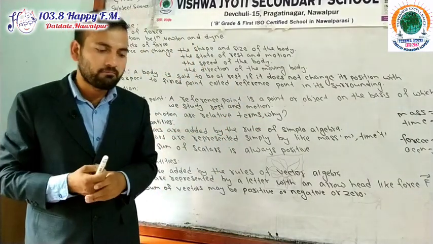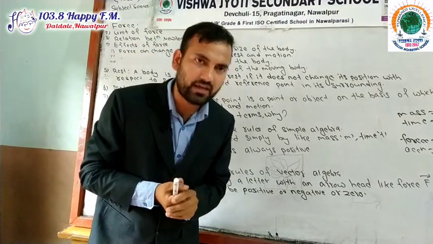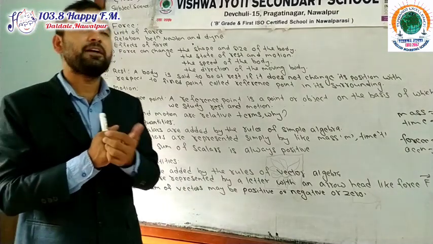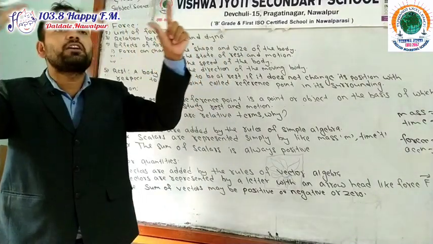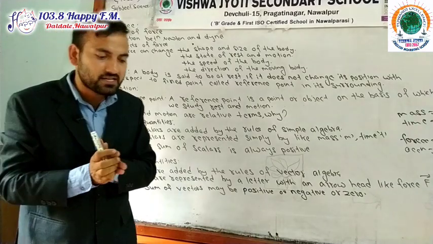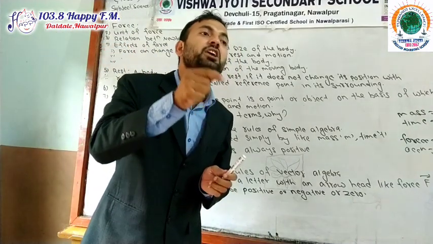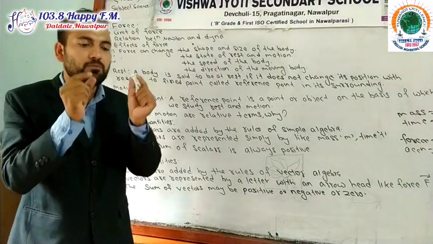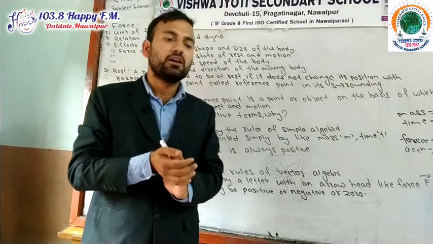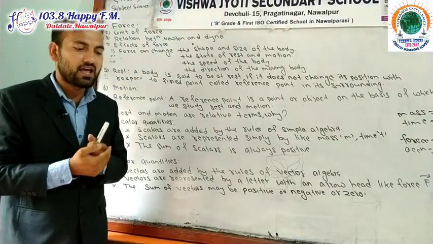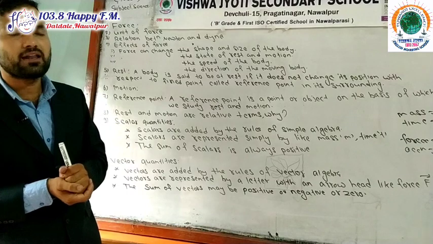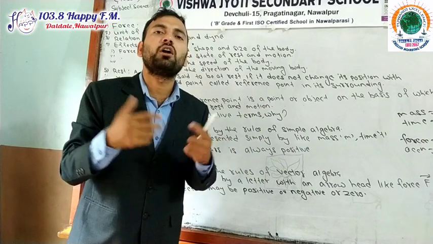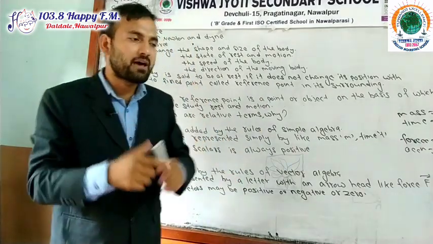What is uniform velocity? A body is said to have uniform velocity if it moves in a particular direction and covers equal distance in equal intervals of time. Uniform velocity is also called constant velocity.